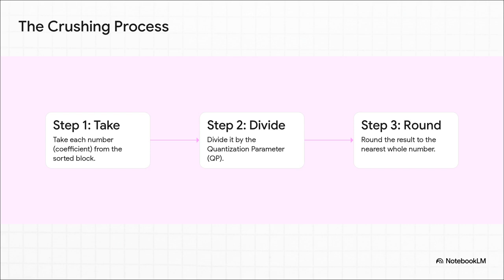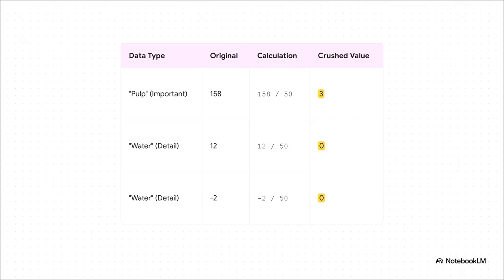Just think of the QP as the aggressiveness dial for the crusher. The higher the QP, the more brutal the crush. And after dividing, it just rounds the answer to the nearest whole number. That's it. Let's just watch it happen with a really aggressive QP of 50. Our important pulp value, 158, gets divided by 50, which gives us 3.16. That rounds to 3. Okay, we've lost some precision, but the essence is still there.